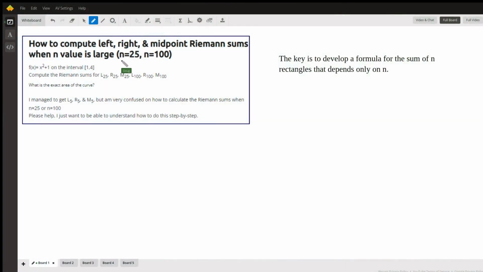For numbers where you have like 25 or 100 intervals, you certainly don't want to calculate by hand the area of 100 rectangles and add them up, unless you've got a calculator. And I'll show you that on Desmos later. But the key is to develop a formula for the sum of n rectangles that depends only on n, and then you can substitute these numbers into that formula and get your area. So how do you do that?